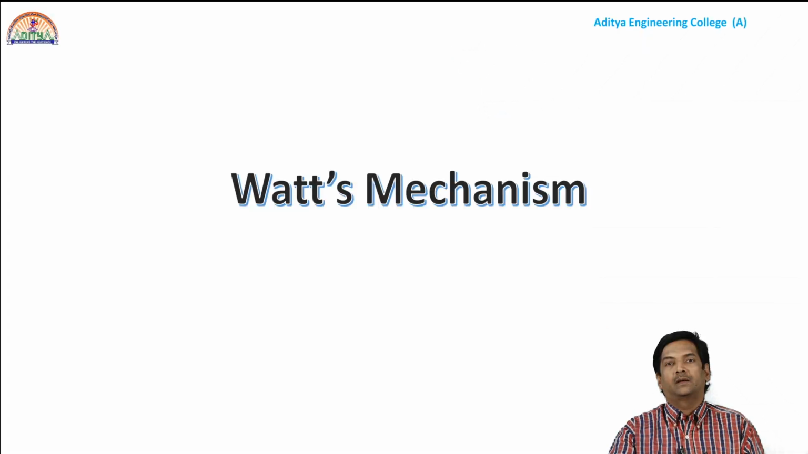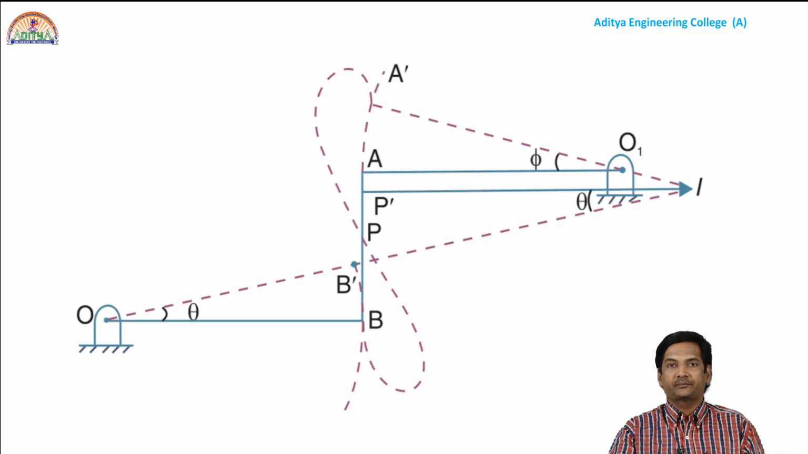In today's session, we would like to discuss the approximate straight line motion mechanisms, mainly Watt's mechanism, grasshopper mechanism, and other mechanisms where we get an approximately straight line in the continuous rotation of the mechanism's input links and output links. Now, the first one is Watt's mechanism.